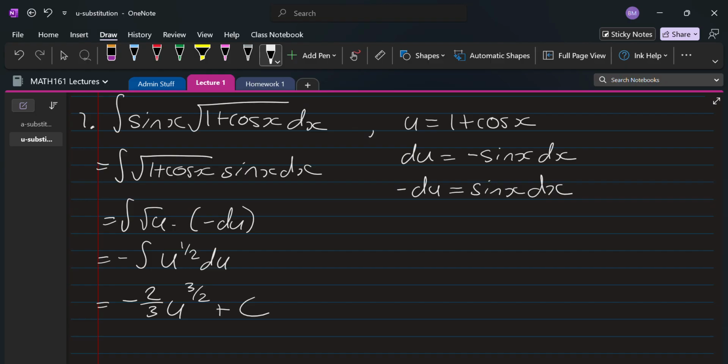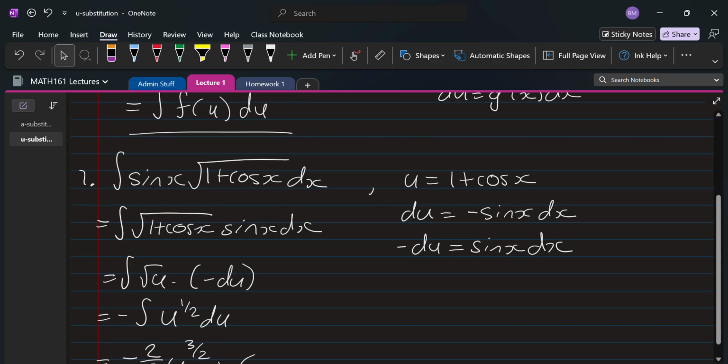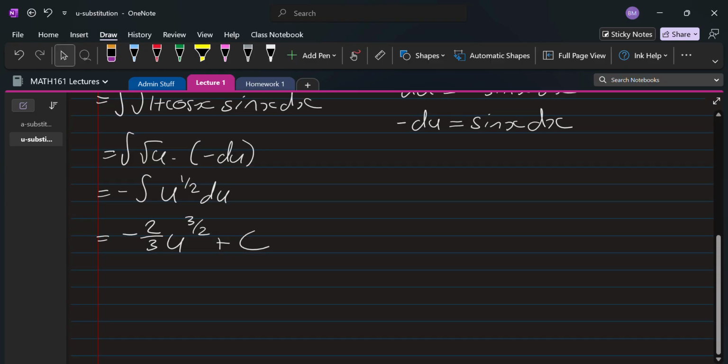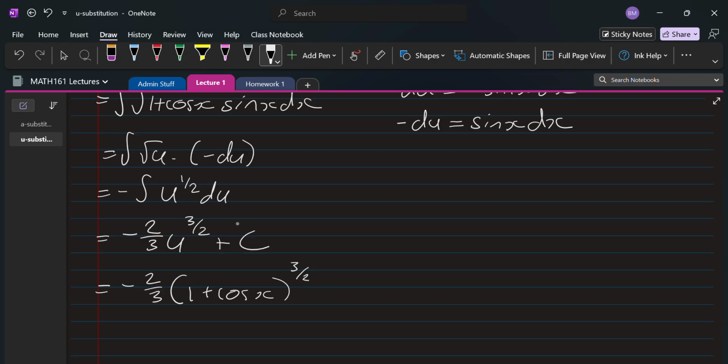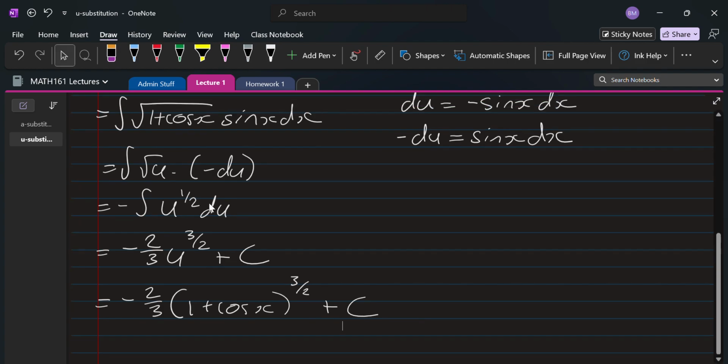Okay, but we're not done yet. This answer is in terms of u. The question is in terms of x. So we need to put the 1 plus cos x back inside. So that's going to be minus 2/3 times 1 plus cos x to the 3 over 2 plus c. Okay, any questions on this one? All good. Okay.